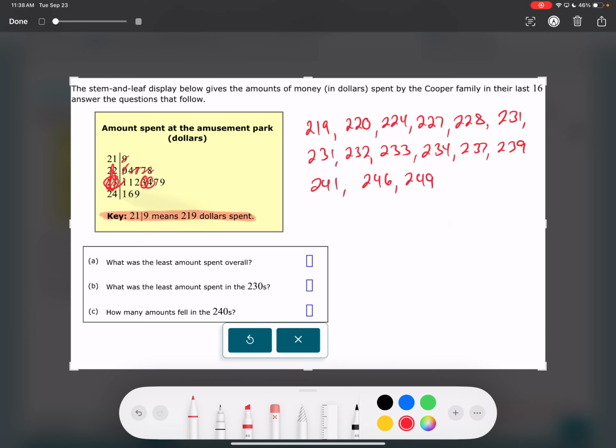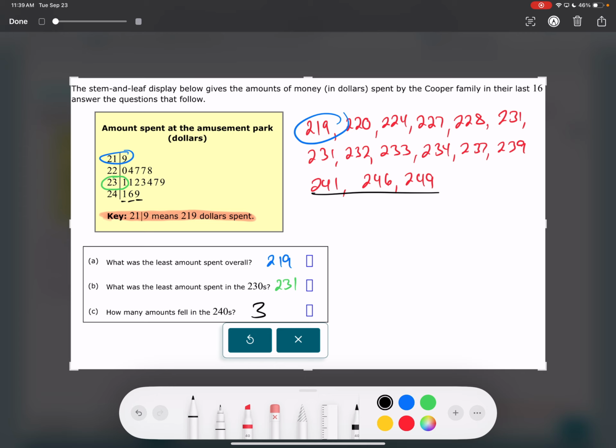What was the least amount spent overall? That would be my smallest number. If you want to write them all out, you can. That would be 219. You don't have to, because we can also just look right here and say 219 is my least. What was the least amount spent in the 230s? I go to the 230s, and the smallest one there would be 231. And how many amounts fell in the 240s? So 1, 2, 3. It would be 3 different numbers: 241, 246, and 249.